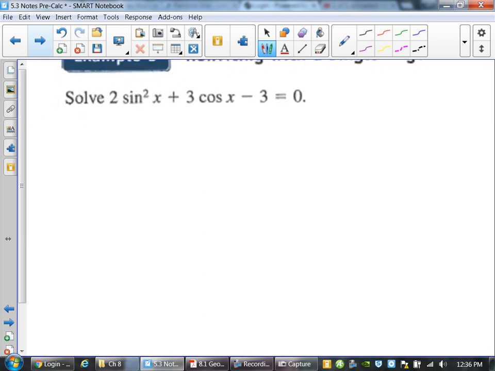This is the one where you have to switch them. Going from one Pythagorean identity to another. And there's a really easy trick to remember.